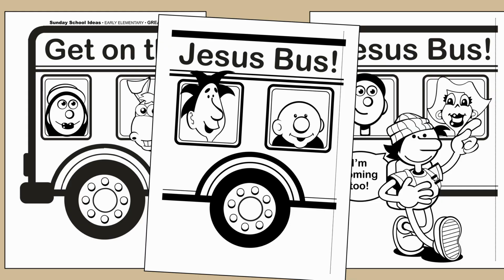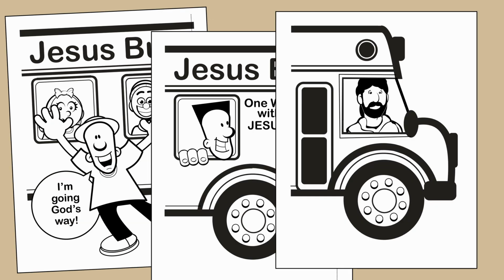So before class, you print these out, of course, and then you trim them along those dashed lines. Hand them out to the kids. They can color them. Doesn't matter if one colored page matches the one that you're going to tape to it. And then you can tape them to the wall. You can also do more than one copy, so you get a very, very long bus.